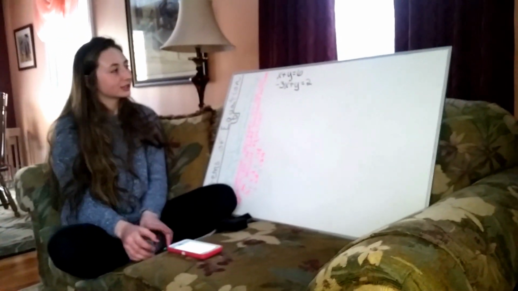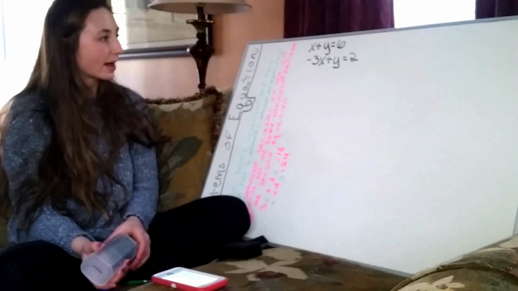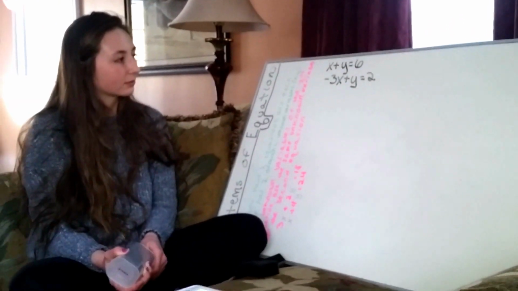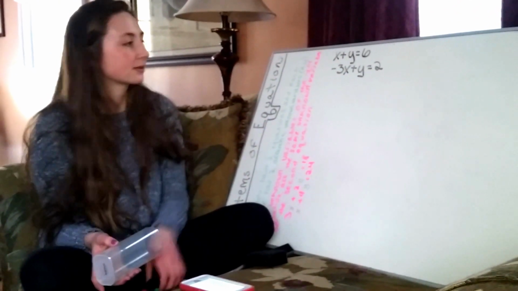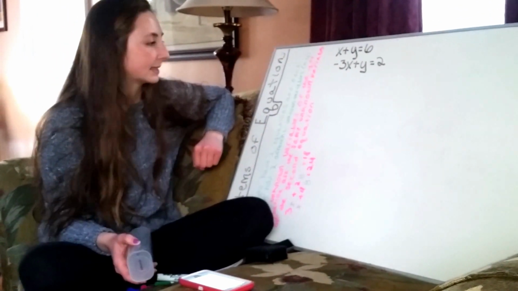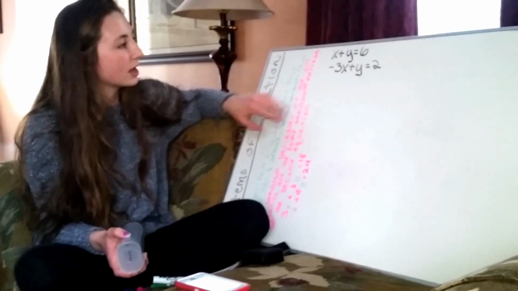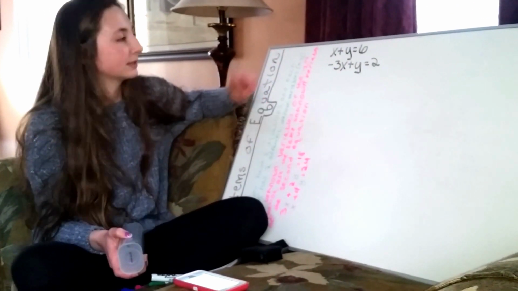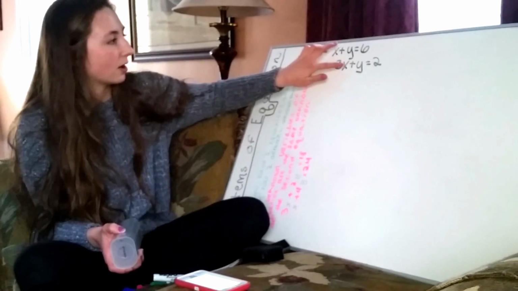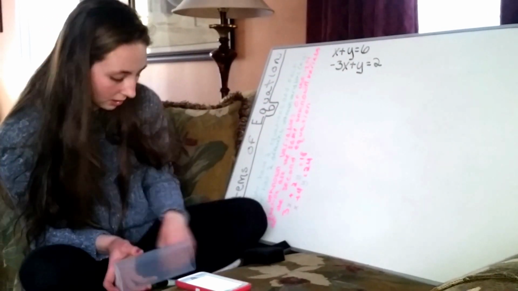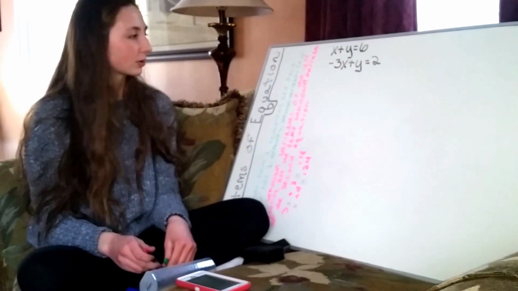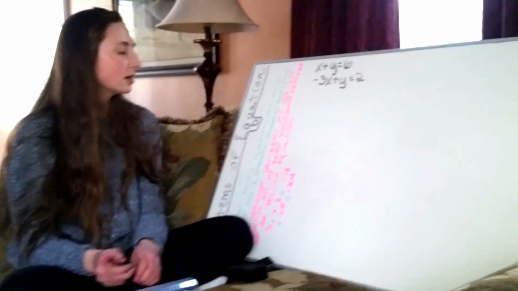Okay, so the two equations we're going to use are x plus y is equal to 6 and negative 3x plus y is equal to 2. So these are the two equations that make up our system because each equation has two unknown variables, x and y, and it's the same unknown variables for each. So in order to solve this, we're going to do it with substitution.